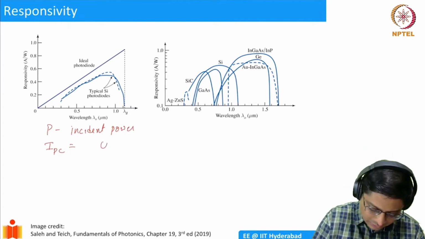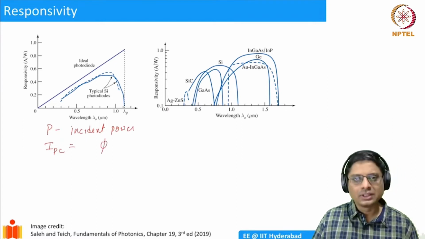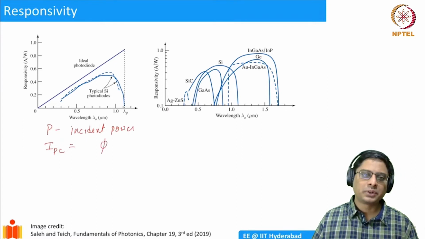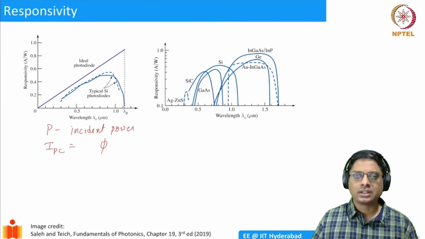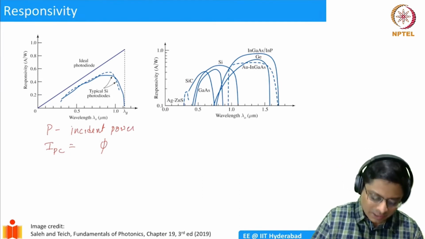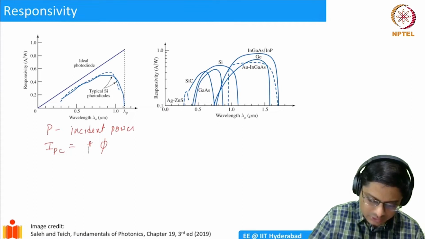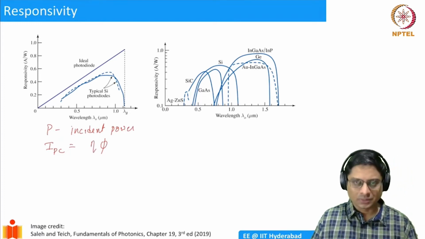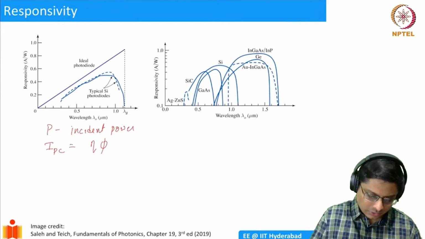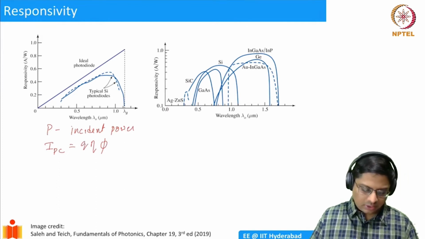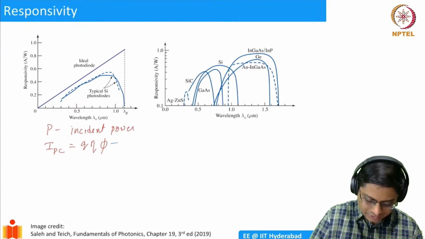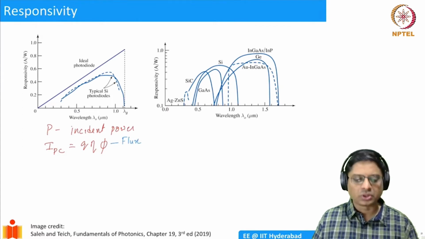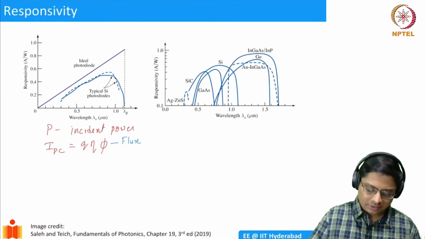I'll call it phi, which is basically the flux of photons. And then not all of them will produce electrons. So to capture that, we will introduce a parameter which we call quantum efficiency, eta. I'll talk about it in a moment. And then, of course, the charge. So what are these parameters? Well, phi is the flux of photons, the flux density, you could call it. How much is it?